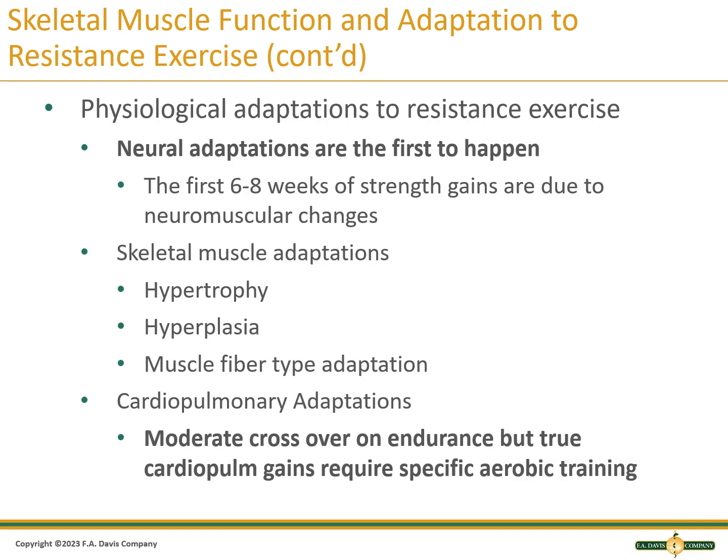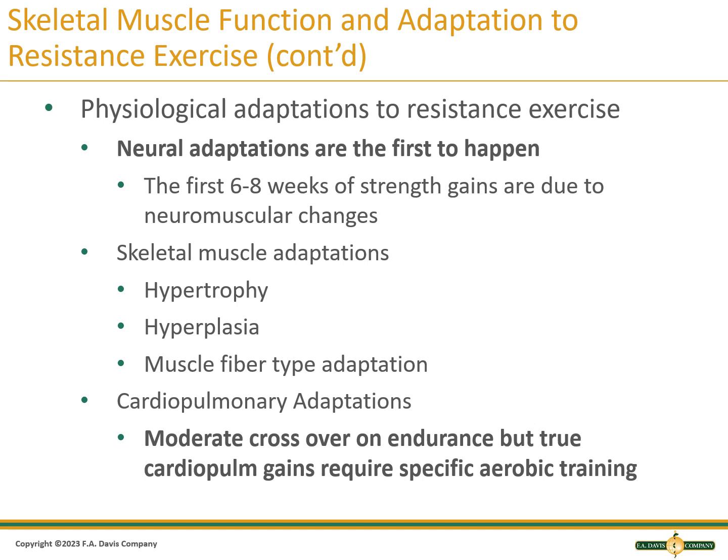So what happens within the body when we apply resistance training or resistance exercises? We see physiological adaptations, and in the nervous system, we get those as the first to happen. So neural adaptations are the first to occur, with the first 6 to 8 weeks of strength gains due to neuromuscular changes, and this involves improving signals from the brain to the neuromuscular junction, improved firing within the muscle itself, and improved recruitment of motor units. All of those things are the neural adaptations that are the first to happen.